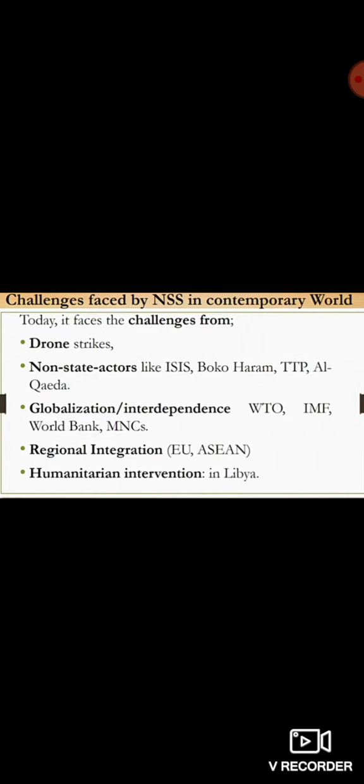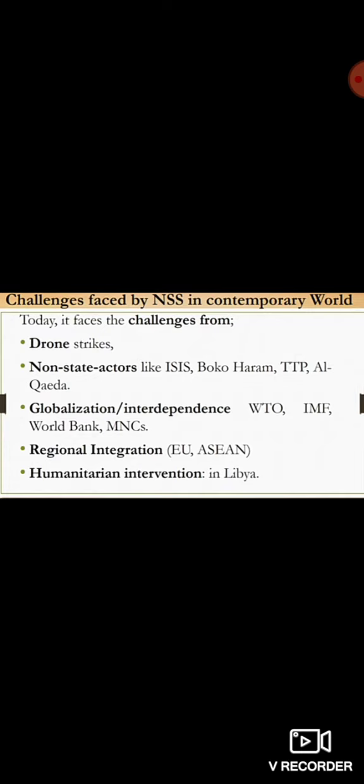Globalization and interdependence are also challenges. For example, the WTO, IMF, World Bank, MNCs, etc. are organizations that also do not follow the nation state system. These are also challenges to the nation state system.